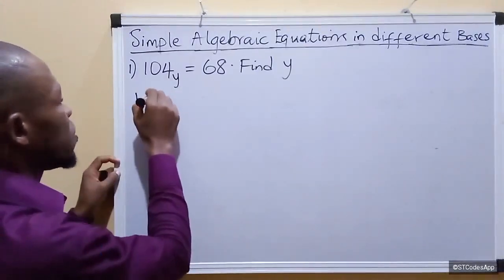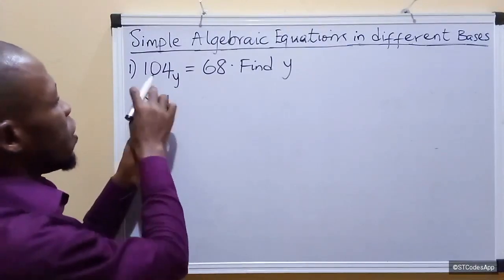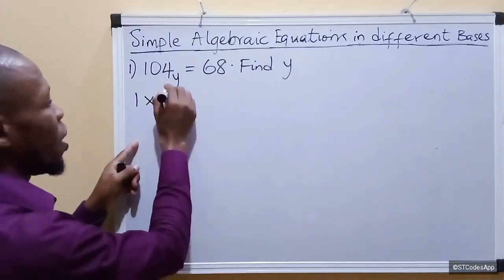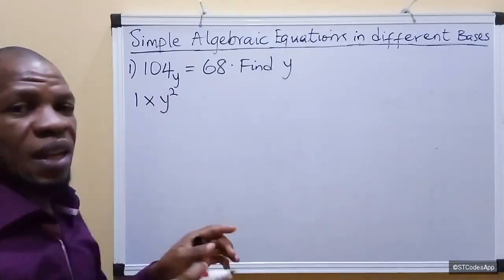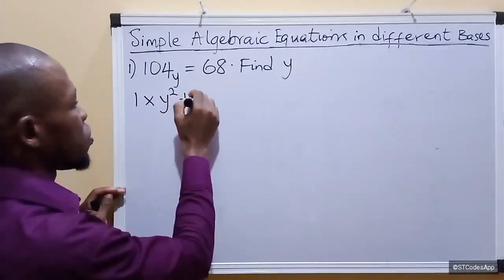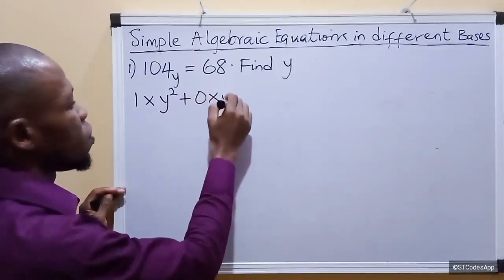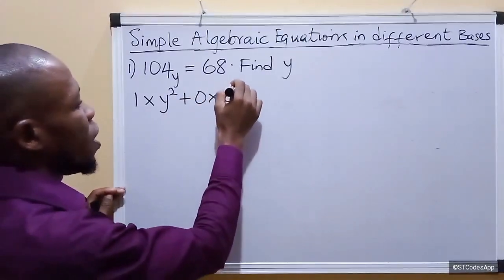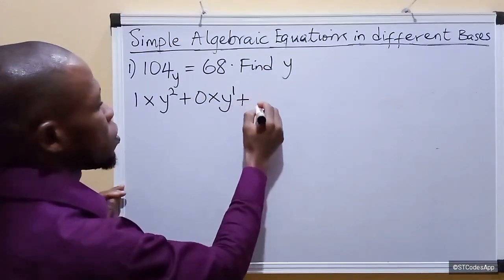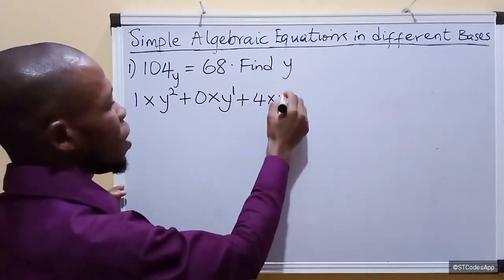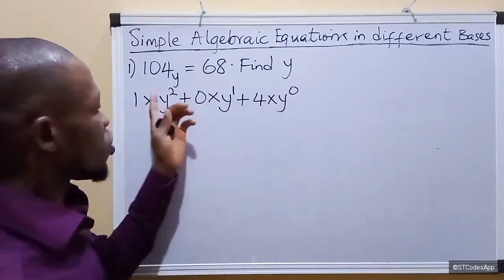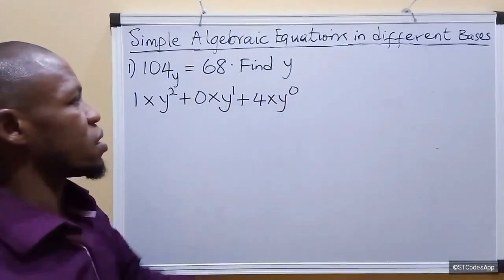We are going to have 1 times y. We have 3 digits here. Subtract 1, we are going to have 2, so this will be raised to power 2. The essence is that the last one is going to be raised to power 0. So we have plus 0 times y raised to power 1, that is 2 minus 1, 1. Plus 4 times y raised to power 0, that is 1 minus 1, 0, because we subtract 1 all through until we get to the last.